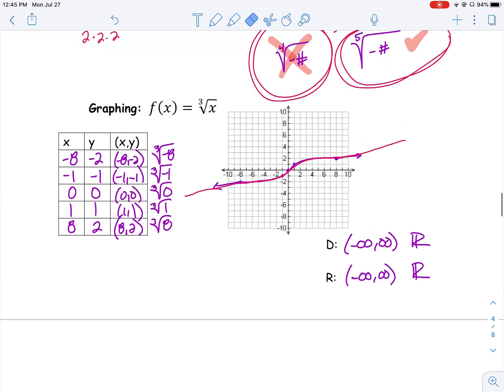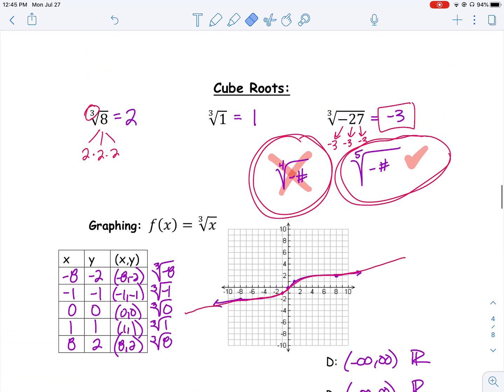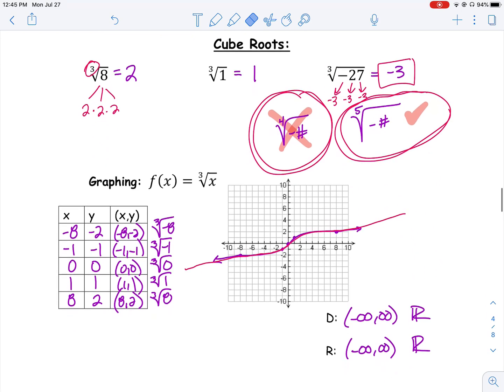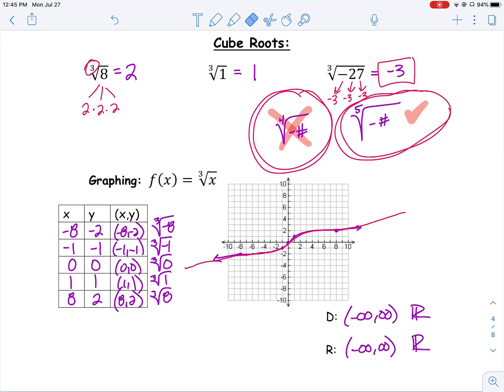Make sure you have an idea of what these two general graphs look like, the square root of x and the cube root of x. We're going to be talking a little bit more about graphs and functions of all different types of equations as we go through the class. So it's important that you have an idea of what those two graphs look like.